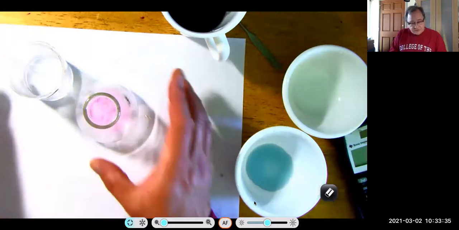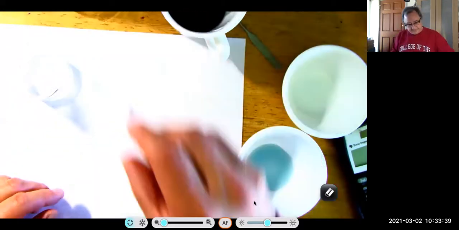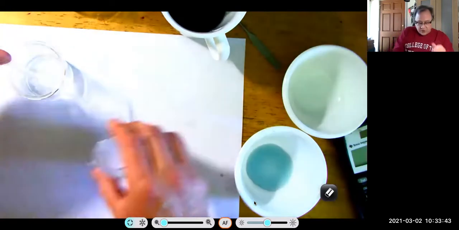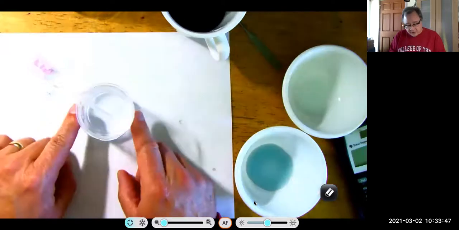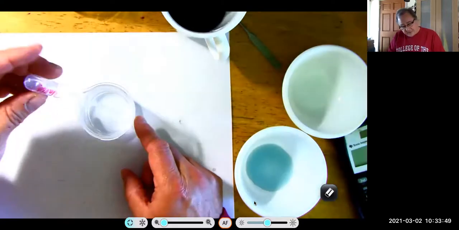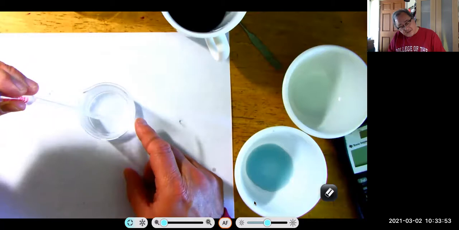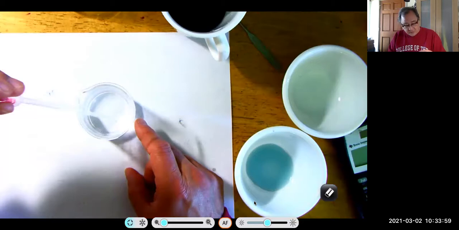So before we get started with this, there is one more thing you want to do, and that is to determine how many drops are in 1 milliliter of your pipette. So I'm going to fill my pipette to 1 mil, and then I'm going to count drops. 1, 2, 3, 4, 5. And it takes more than 5.